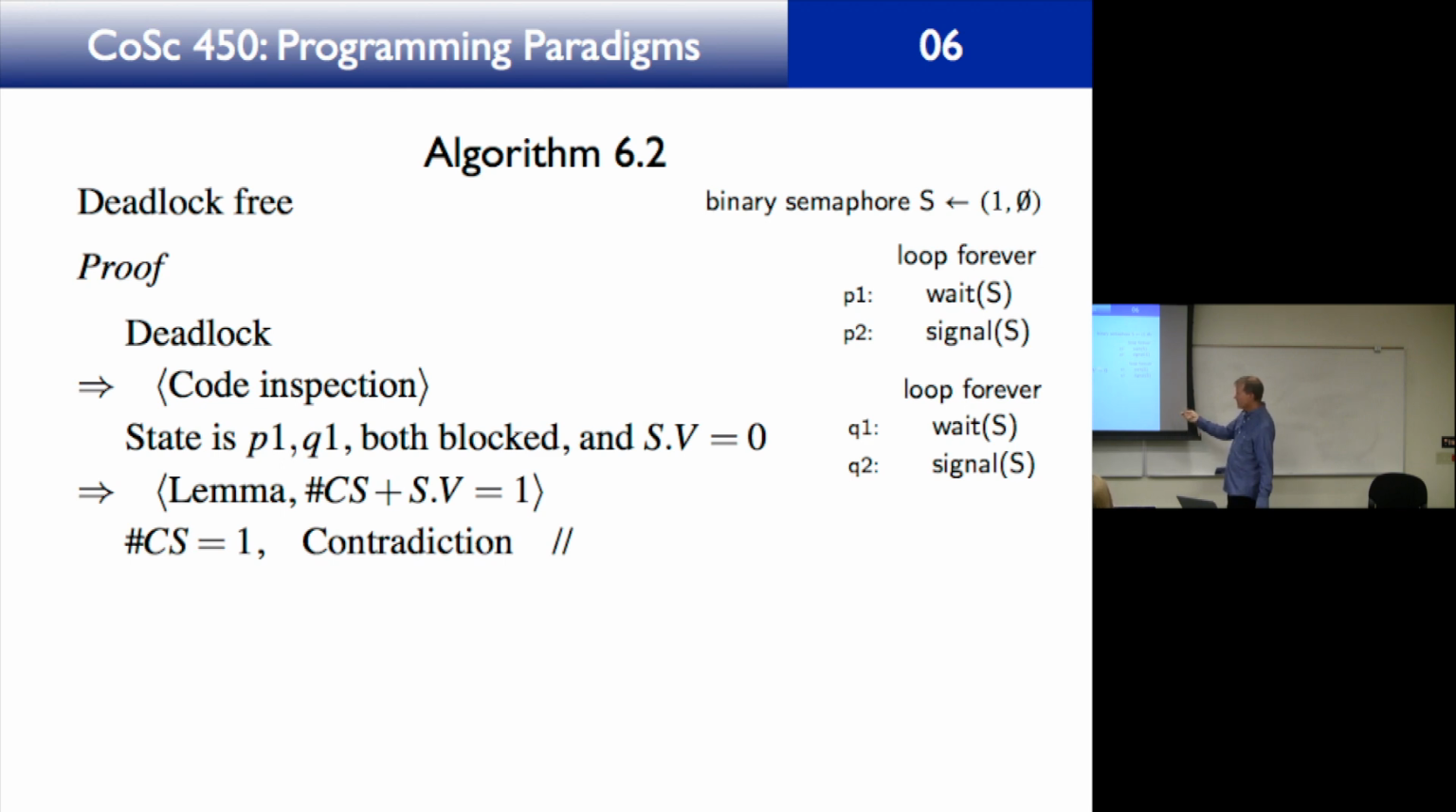S dot V is 0, so therefore, what do we know? If S dot V is 0, then what do we have? Then the number in the critical section is 1. But wait, we said that it had to be this. So that's a contradiction. We said that neither one is in their critical section, but if neither one is in their critical section, by this logic, one of them has to be in the critical section. Look how short that is. Is that slick?